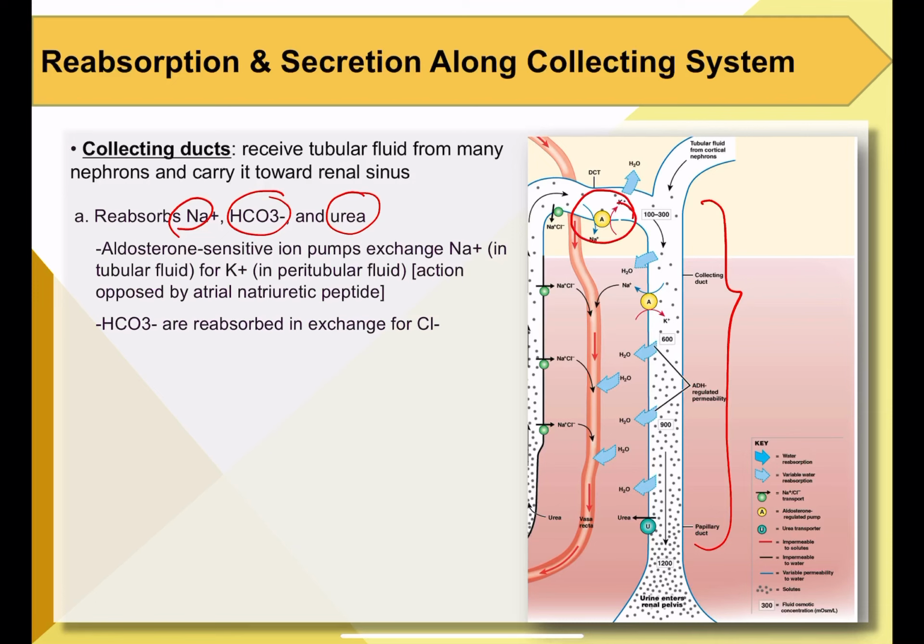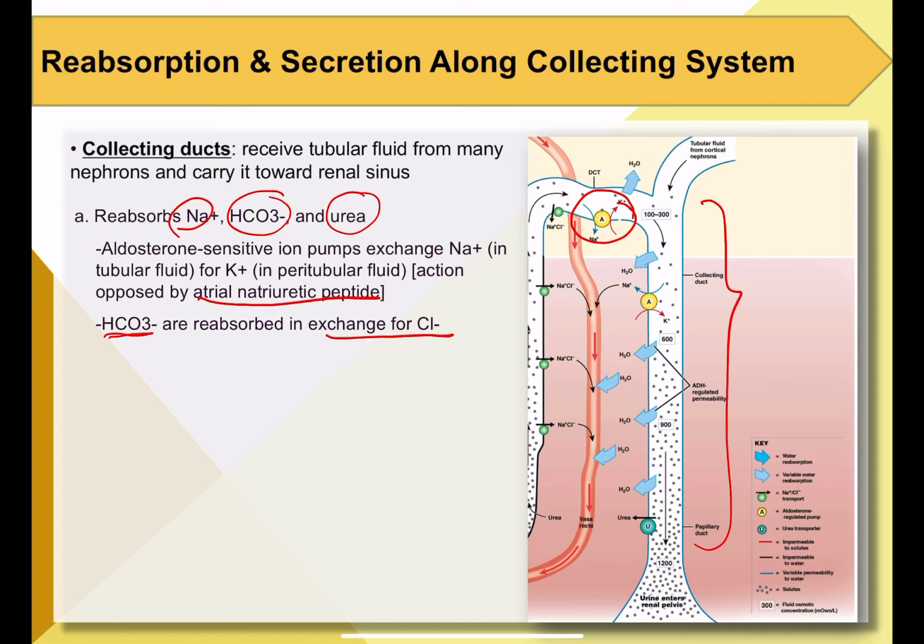This process, remember, we talked about earlier, is opposed by your natriuretic peptides, specifically atrial natriuretic peptides, okay? And then you have bicarbonate ions that can be reabsorbed via chloride shift again. So this is how we are able to have pH regulation, due to either reabsorbing bicarbonate ions or reabsorbing hydrogen ions.